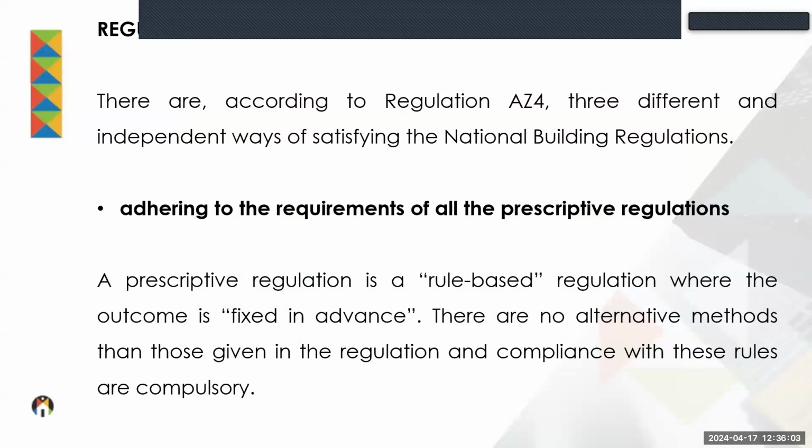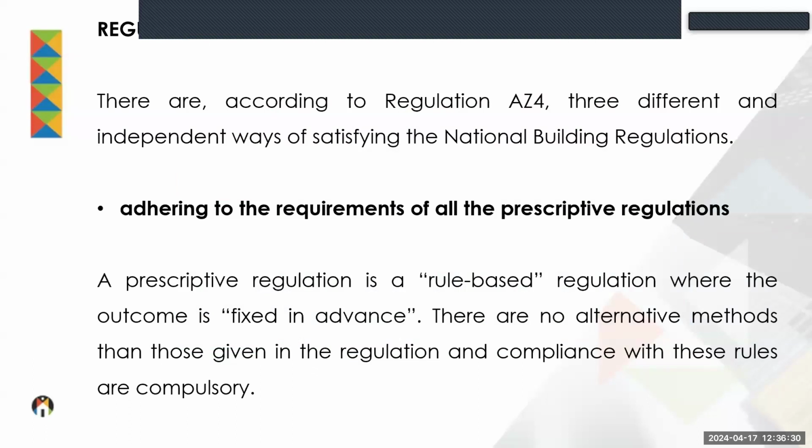How do we satisfy the building regulations? And this is where we have to understand the meaning of regulation A2(4). A2(4), and I think I've already dealt with it, but let's go over it again, says that you have to adhere to the requirements of all the prescriptive regulations. Those regulations that say you have to do this and that's it. Okay, you can't do anything else.